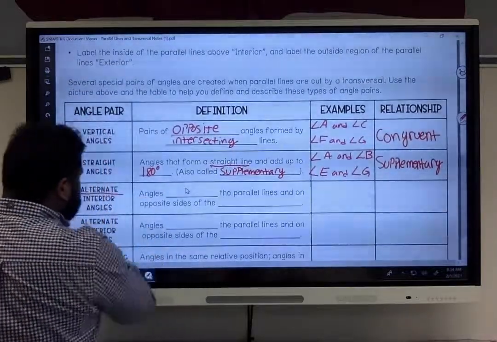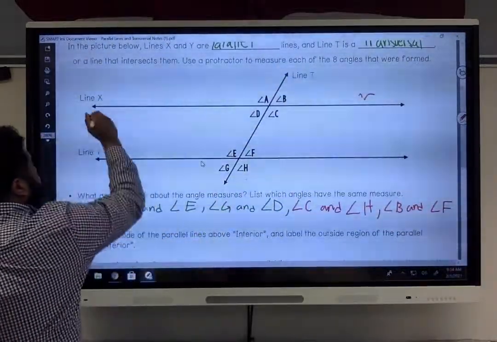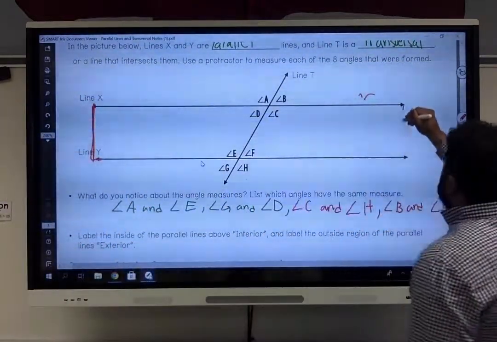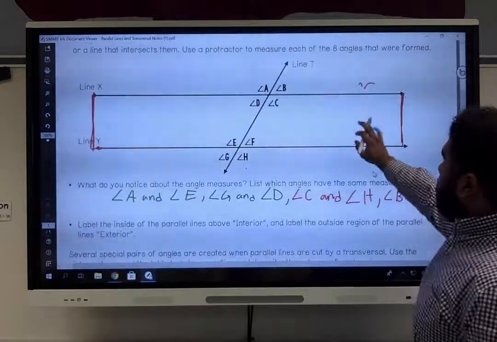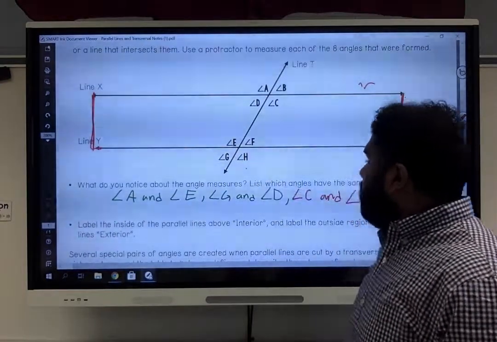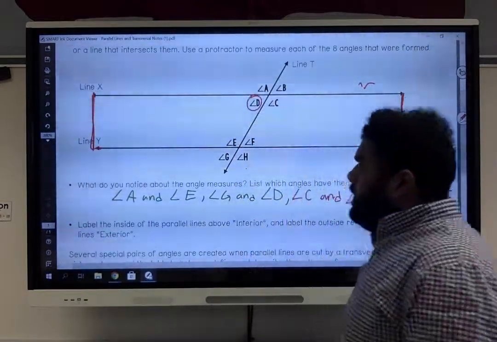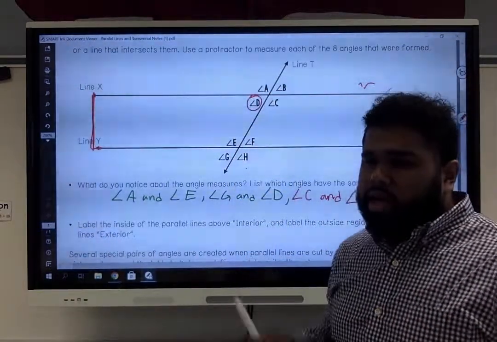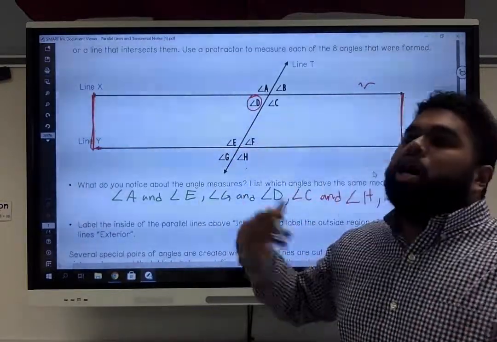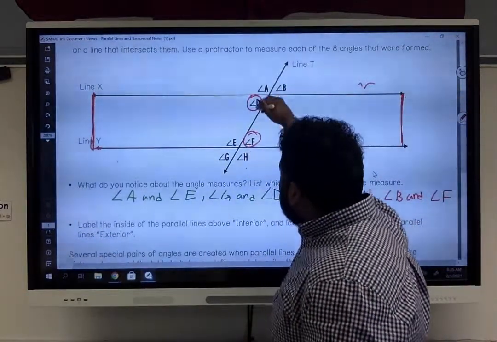So alternate interior angles. Again, if I draw that imaginary box right here, that imaginary rectangle, connect these two, now I have a rectangle. What angles are found inside the rectangle? D, C, E, and F. Now, if I start with D, what's opposite of D? Well, C is side by side, so it's not opposite from D. D is on top of E, so that's not opposite. But what about right here? F. They're opposite sides from each other, right?